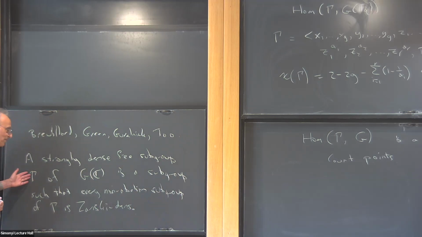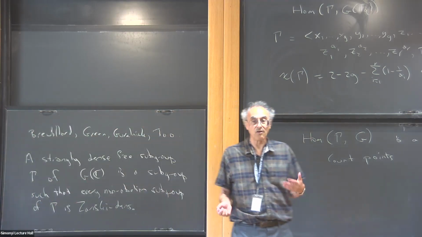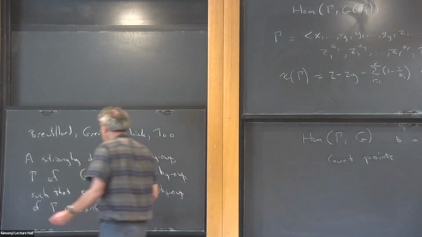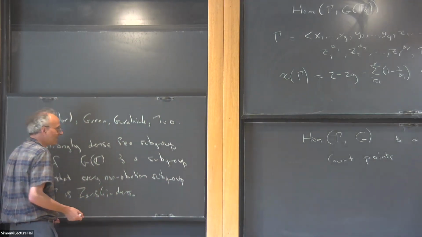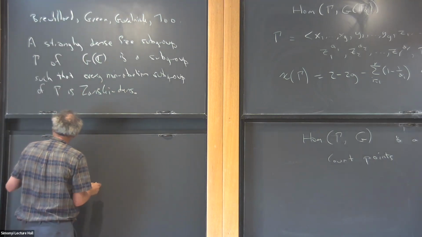I mean, yeah, this would be trivial, right? So I want a non-abelian free subgroup, and it sits inside G over C. If the group as a whole is Zariski-dense, of course, that's just density. Strong density means every non-abelian subgroup is Zariski-dense. And they show that for every simple group G over C, there exists a strongly dense subgroup. And so I want to generalize that to Fuchsian groups.